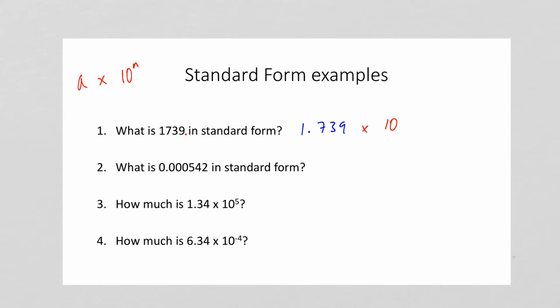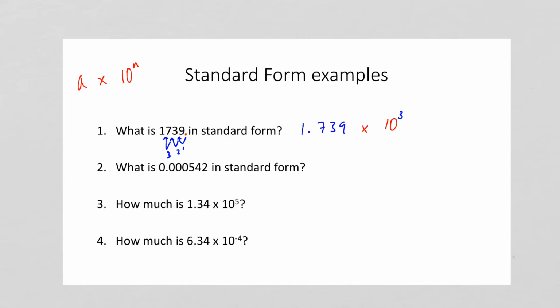So we started with the decimal place here. We're going to move it once, twice, 3 times. So it is going to be 10 to the power 3. Now it's 10 to the power 3 and not 10 to the power minus 3 because we are moving the decimal place to the left. So if you're moving the decimal place to the left, then it's going to be a positive number. If you're moving the decimal place to the right, it's going to be a negative number.